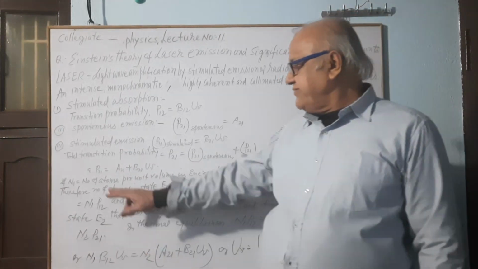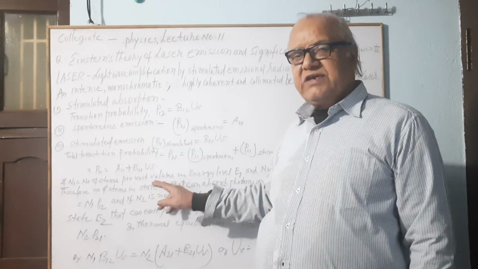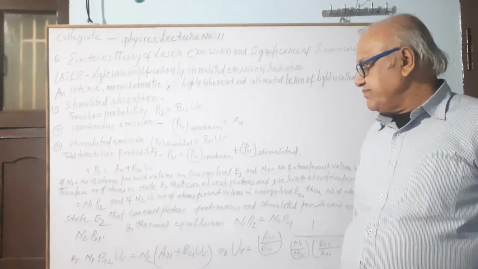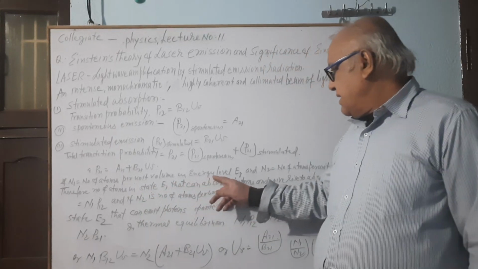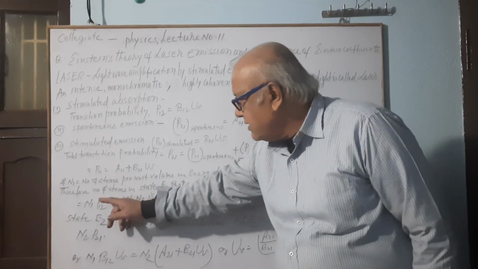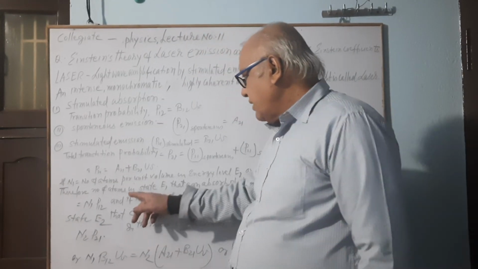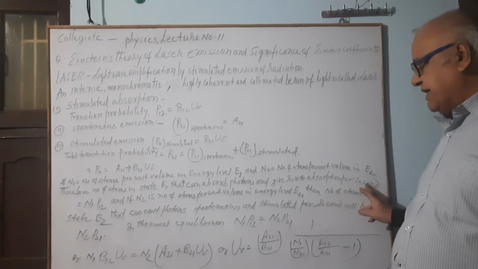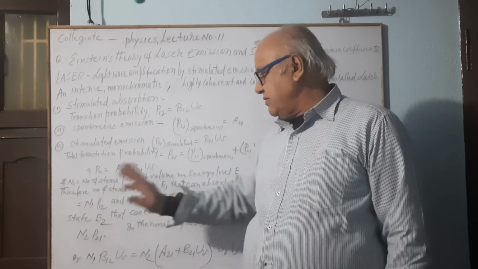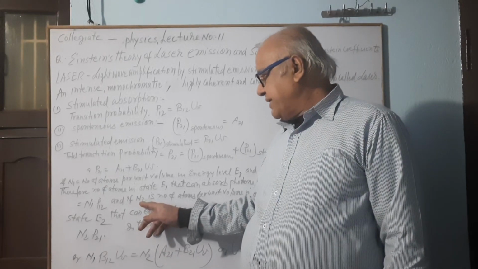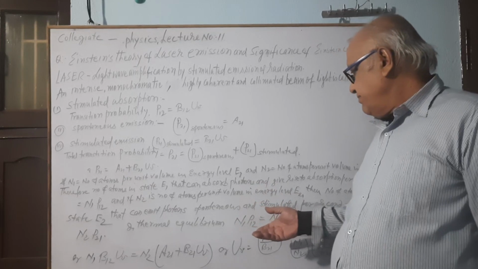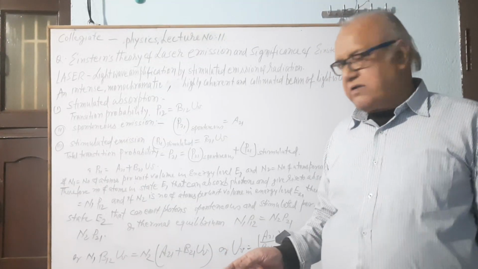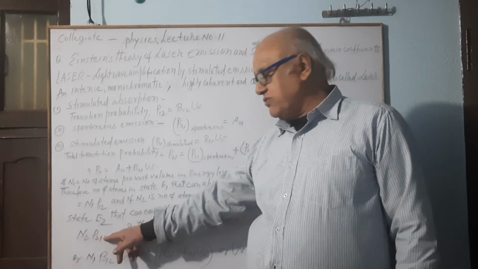Now, if N1 is the number of atoms per unit volume in the energy state E1 and N2 is the number of atoms per unit volume in the energy state E2, then the number of atoms in state E1 that can absorb photons and give rise to absorption per second will be equal to N1 into P12. Similarly, the number of atoms going from E2 state to E1 state with the emission of photon, as spontaneous and as stimulated both, will be equal to N2 into P21.